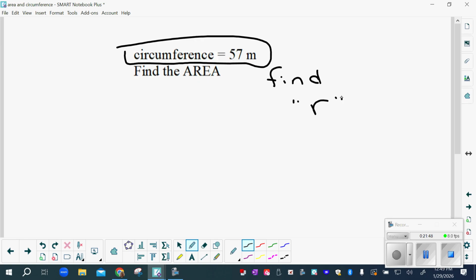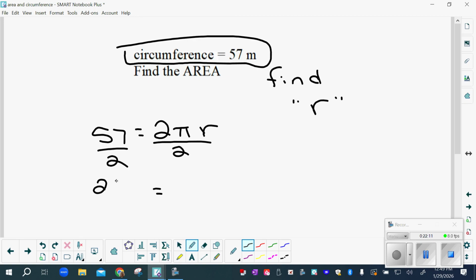So here we go. I don't want to rush ahead. I'm going to start here. Here's the circumference, 2 pi r. Put my 57 there. Start taking some stuff out. How about start with the 2? Yay. And then, what did you get? 28.5. Divide by pi.